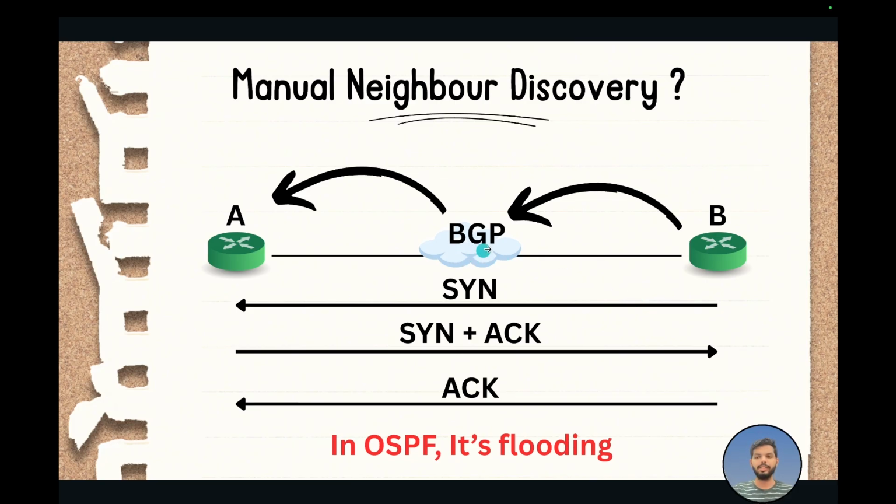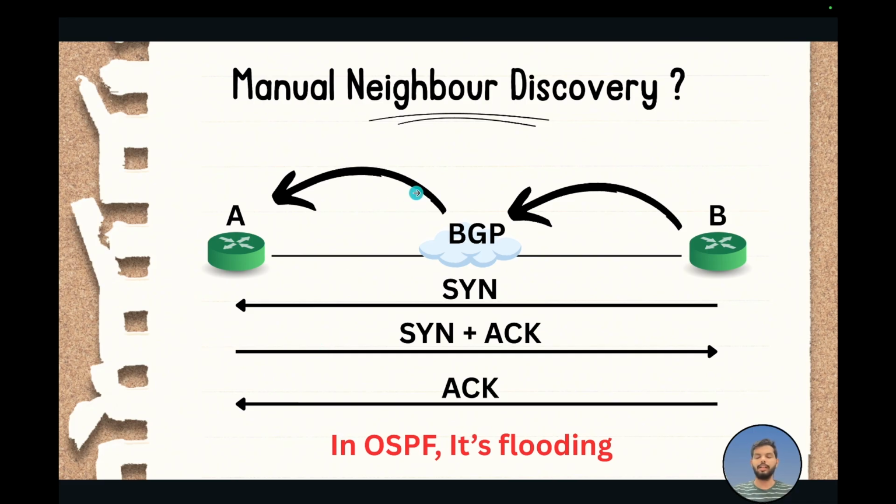In BGP we provide the IP address of this particular device, or if they are directly connected, we provide the interface IP address, when we are configuring BGP inside this device, and vice versa on the other device. So we provide the IP address of the neighbor's interface while we configure BGP here. That's why we call it manual neighbor discovery. And as BGP relies on TCP, it uses the three-way handshake before it starts the neighborship.